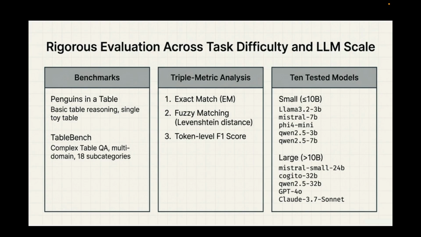The paper uses three evaluation metrics: exact match, which checks whether the answer is exactly correct; fuzzy match, which is more forgiving to slight variations; and token level F1, which measures overlap in the answer tokens. This is important because a single metric can sometimes be misleading. Using multiple metrics gives a fuller picture. The paper also evaluates MARTA across 10 different language models, including smaller and larger open source models, as well as closed source models like GPT-4o and Claude. So the overall evaluation setup is broad and designed to test both flexibility and reliability.